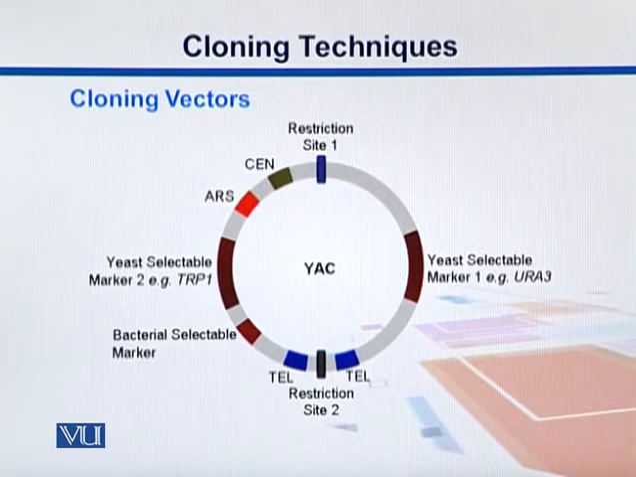Here is an example of a yeast artificial chromosome. We can have some markers which are coming from yeast, and we can also have some bacterial parts in it, and we can see some restriction sites, which are the sites where the enzymes can cut. We can cut the gene of interest with the same enzyme and put it there.